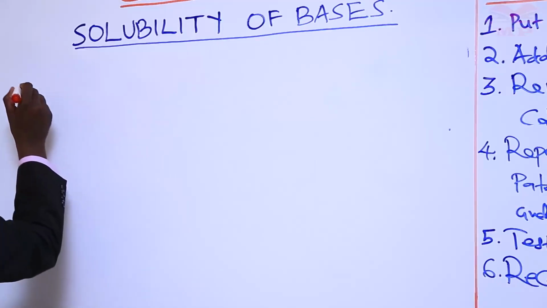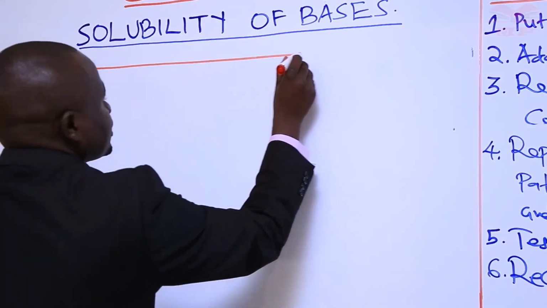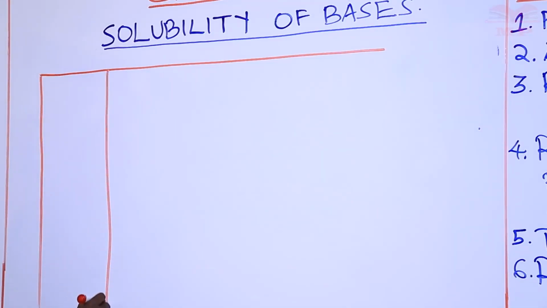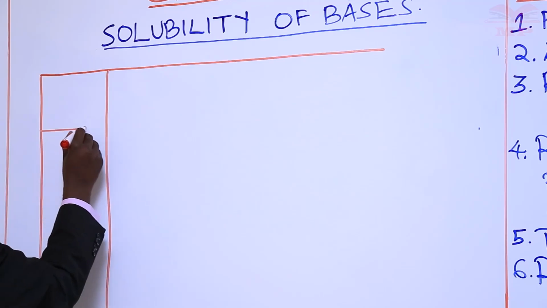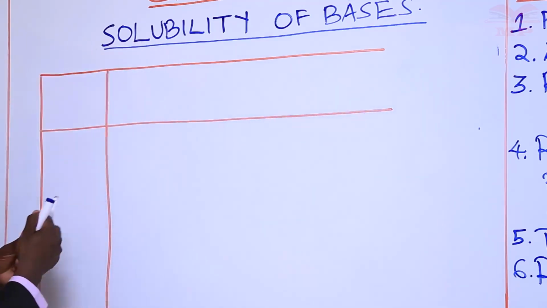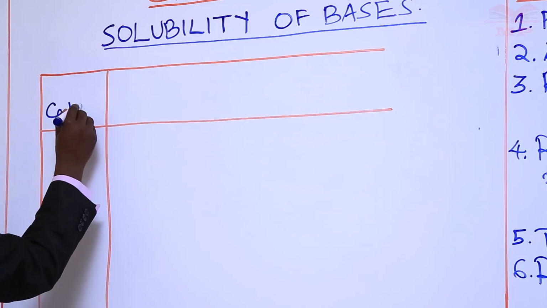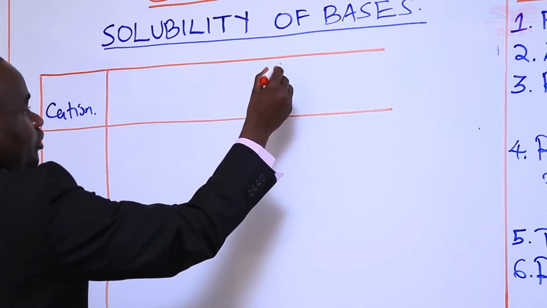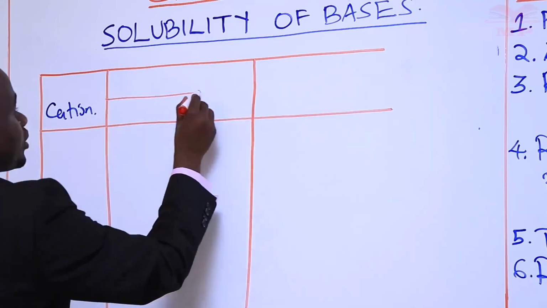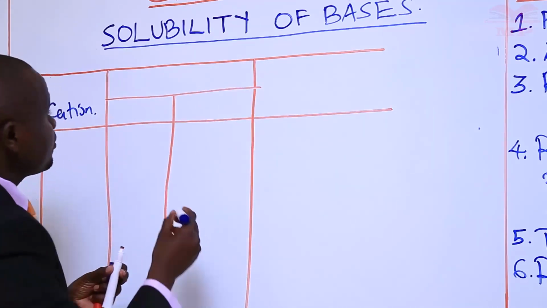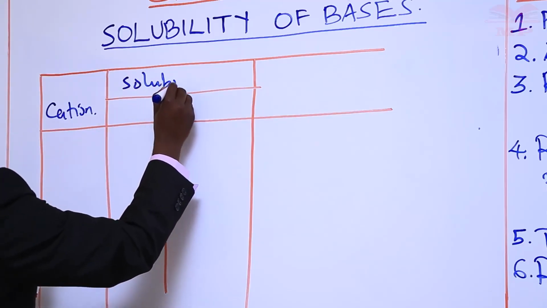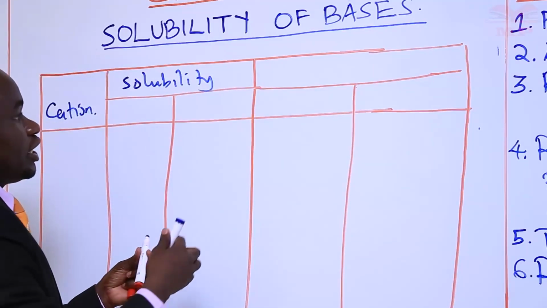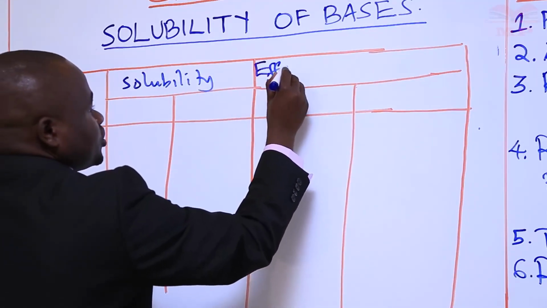So we'll have our table of results. In the first column, we shall put our cation there. Then the second column we divided into two. So in the second column we shall mention here the solubility. Then here we shall have effect of resulting solution.